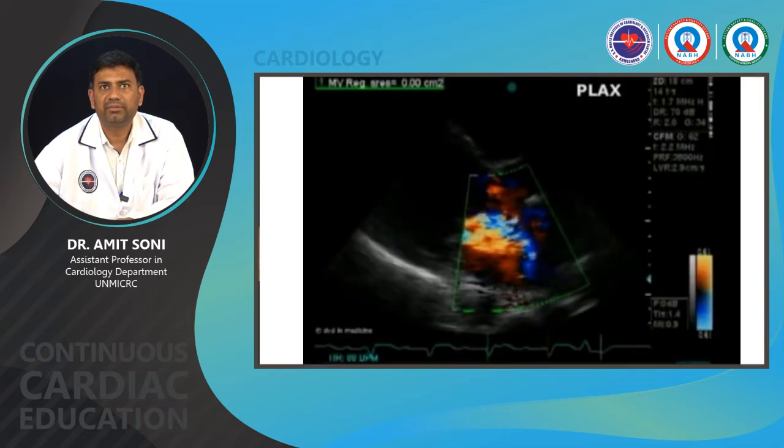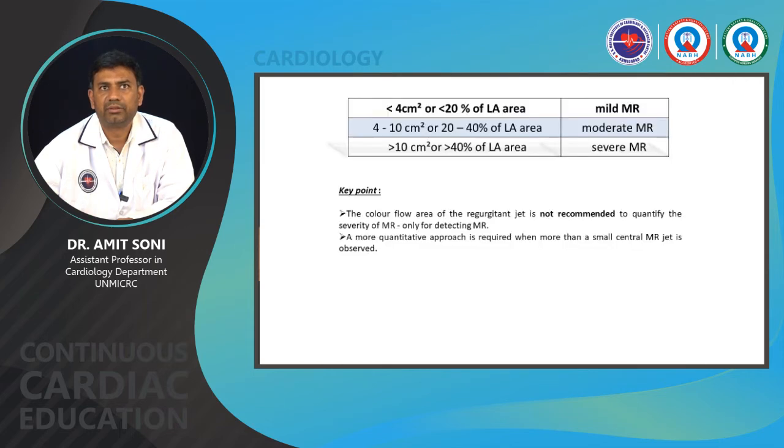This is Flack's view, assessing the mitral regurgitation. Key point: the color flow area of the regurgitation jet is not recommended to quantify the severity of mitral regurgitation, only for detecting mitral regurgitation, that is qualitative. A more quantitative approach is required when more than a small central mitral regurgitation jet is observed.